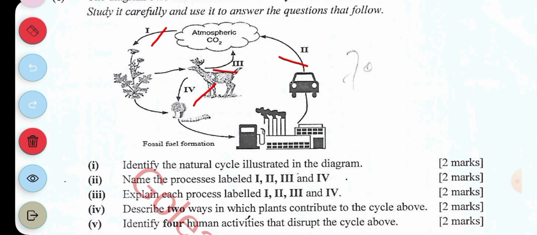Next, identify human activities that can disrupt the cycle above: burning of fossil fuels, deforestation, and then agricultural practices which are not very helpful, like the use of synthetic fertilizers, and also waste decomposition.